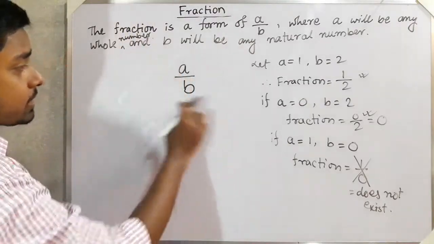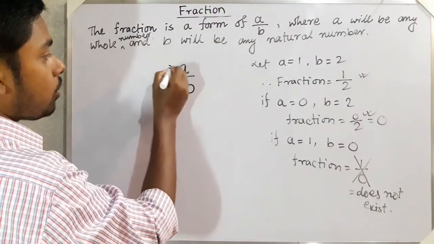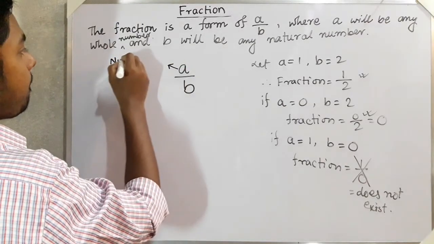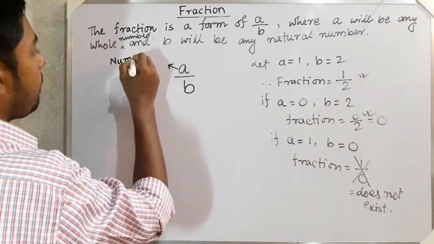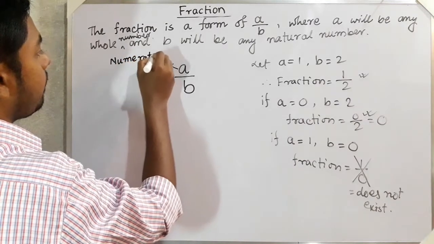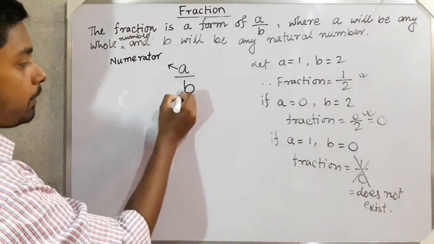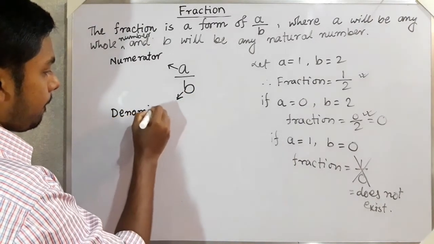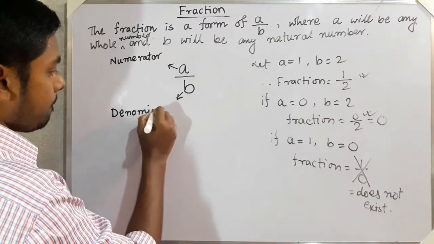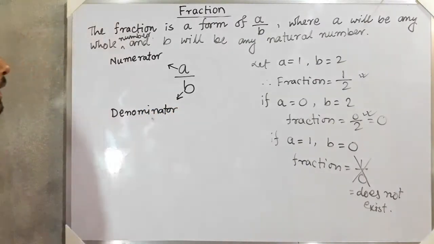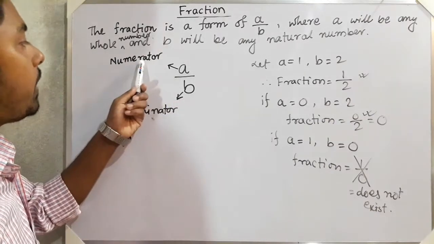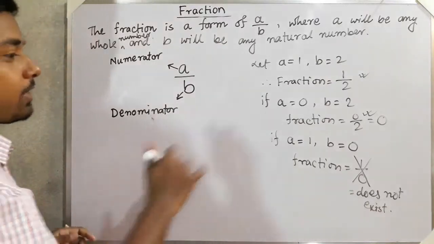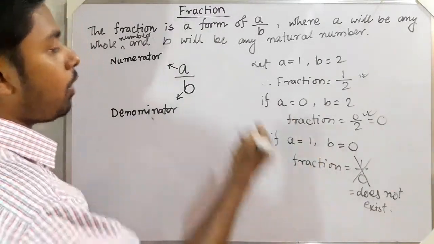Now in this fraction, a is called the numerator, and b is called the denominator. Okay, a is called the numerator, and b is called the denominator.